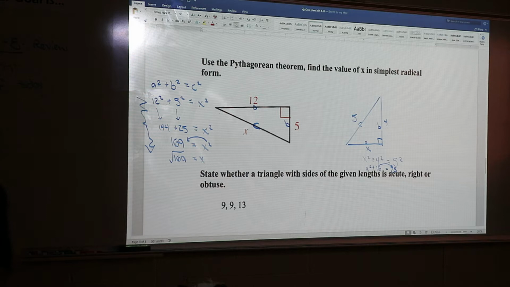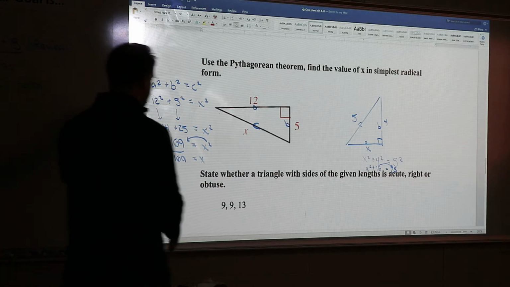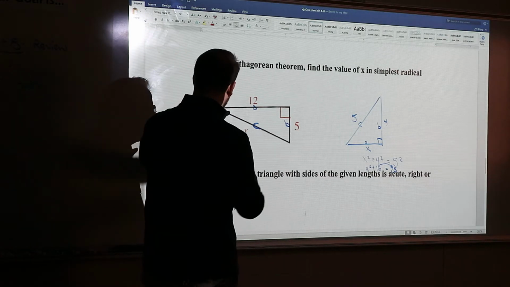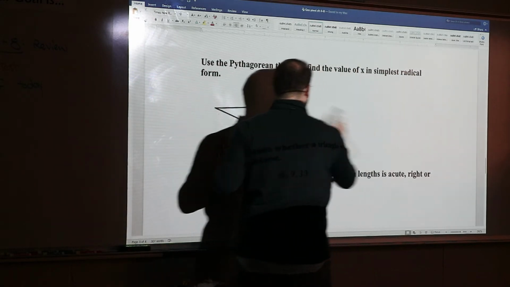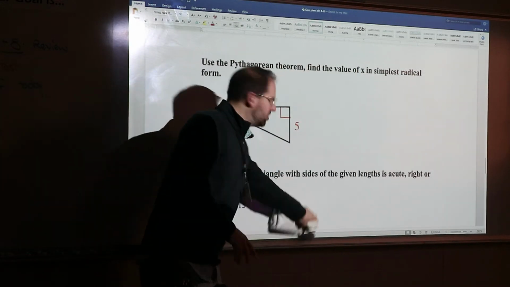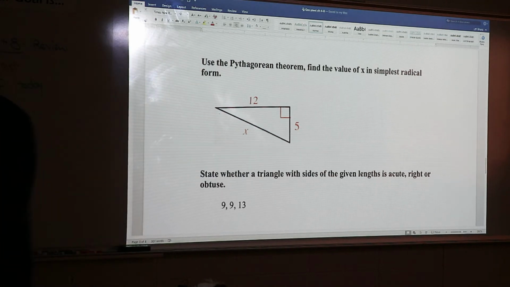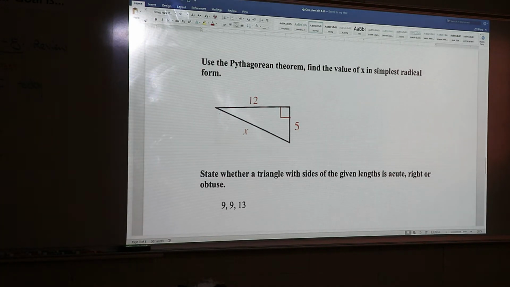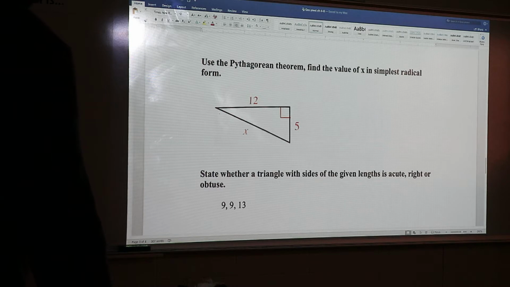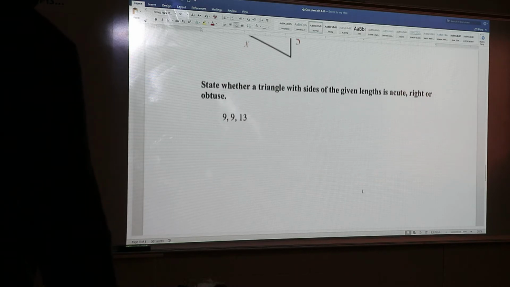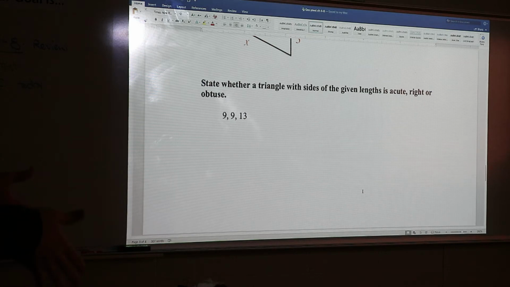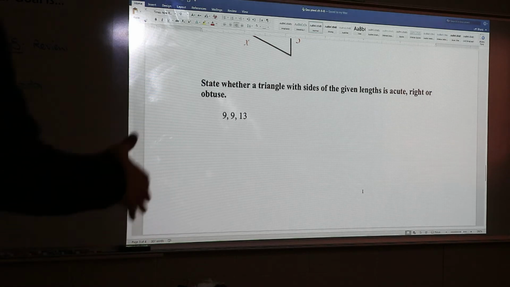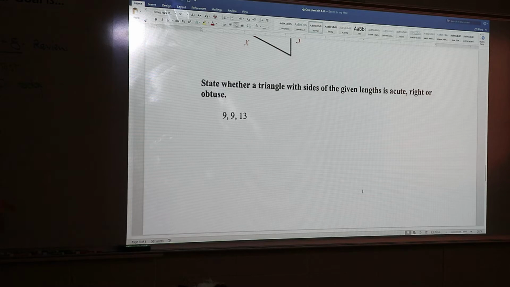Perfect. Okay, now let's talk about this question down here. This bottom question uses the same formula. It's going to use the Pythagorean Theorem. This is a two-part question, the last question on this third page. This question is whether you have a triangle or not, and if it is, what type is it?